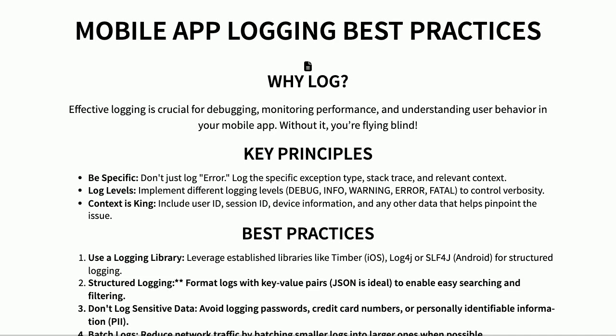Don't just say error, tell us exactly what went wrong, including the error message and where in your code it happened. We also want to use different levels of logging. Debug for when you're developing, info for general activity, warning for potential issues, error for serious problems, and fatal for things that could crash the app. Then, a really important practice is adding context.